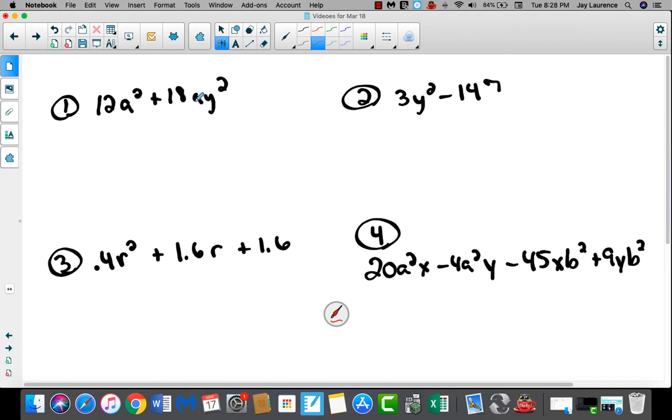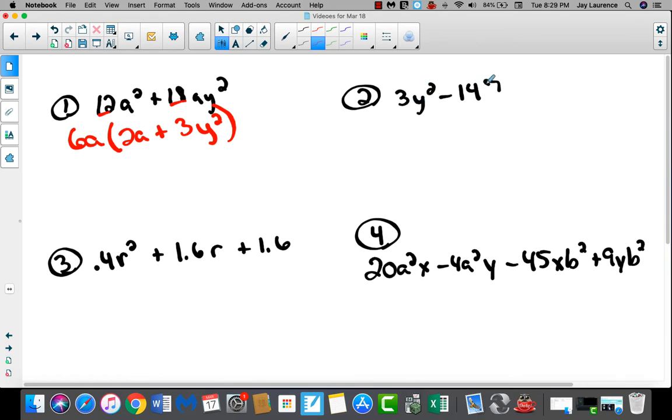All right, the first thing I'm going to do on this first one is factor out a GCF. It's kind of a strange problem here. Well, I think 6 is going to be the GCF of 12 and 18, and then a is going to be the GCF of a squared and a. And so when I pull out a 6a, I'll be left with a 2a, and then a positive 3y squared. And so that's just a straight GCF problem. There's nothing else I can do with this inside. It's not the difference of perfect squares. It's not a trinomial. It's done, okay?